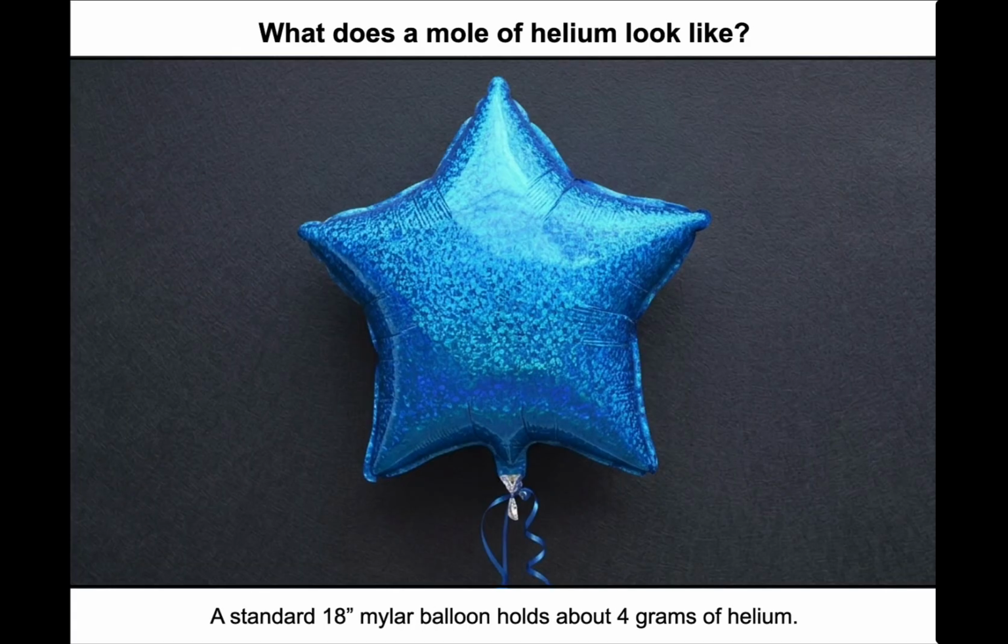What about gases like helium? What does a mole of helium look like? Well, a typical 18-inch Mylar balloon holds about 4 grams of helium, coincidentally. What's so special about 4? Well, there are 2 protons and 2 neutrons in a helium atom. 2 plus 2 is 4. Remember that a mole of helium weighs 4 grams. So what's inside this balloon here? 4 grams of helium, which is the same as 1 mole of helium.